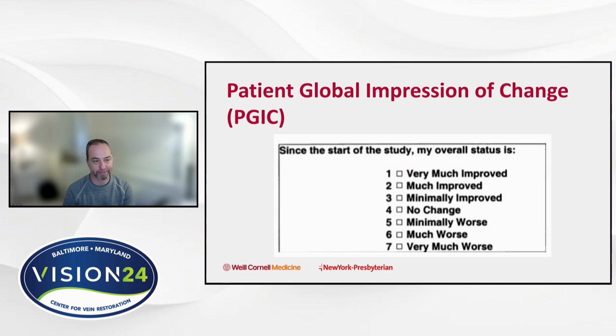Next slide. And then lastly, we're going to use global impression of change. I think this is going to be a key component for us because this really tells us how patients do from randomization, from enrollment, out to the end of this study. And so we're going to have some really good quality data based on this.